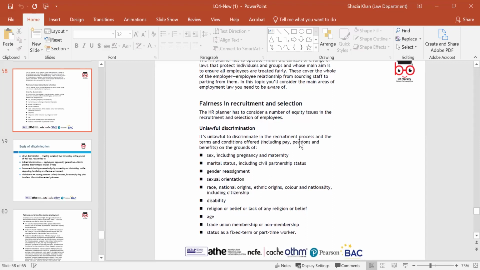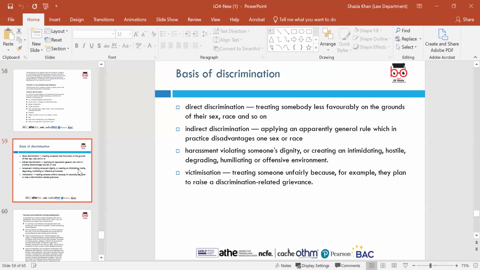Unlawful discrimination: it's unlawful to discriminate in the recruitment process, and in the terms or conditions offered, on the grounds of things like sex, including pregnancy and maternity, marital status, including civil partnership status, gender reassignment, so you can't discriminate in a job on gender reassignment, sexual orientation, race, national origins, ethnics, nationality, includes citizenship, disability, religion or belief or lack of religion or belief, age, trade union membership or non-trade union membership, and status as fixed term or part-time. So in recruiting someone, you cannot be unfairly discriminating on those grounds.